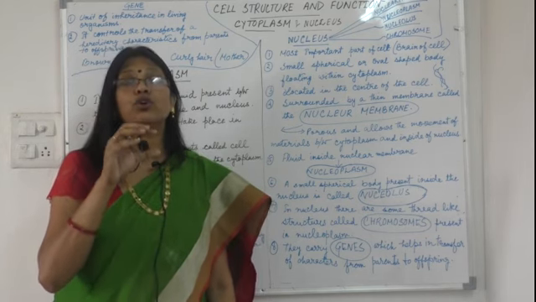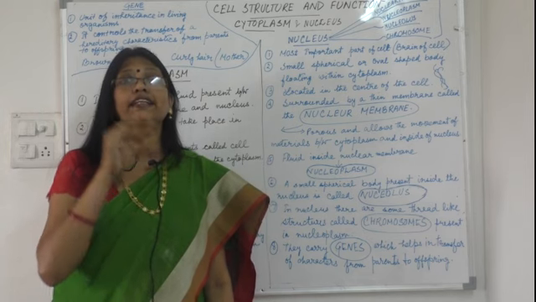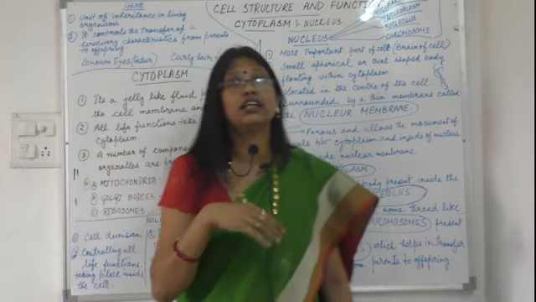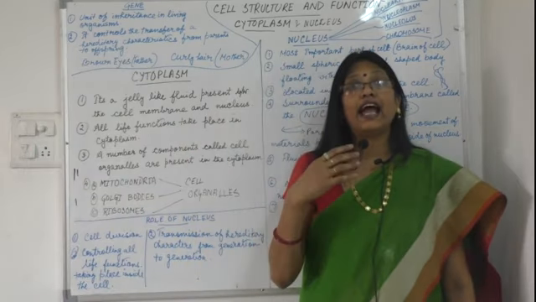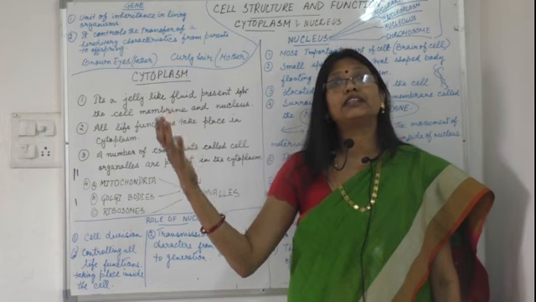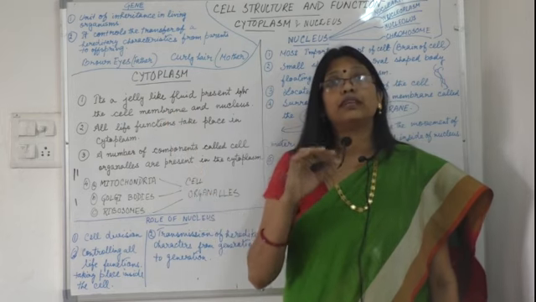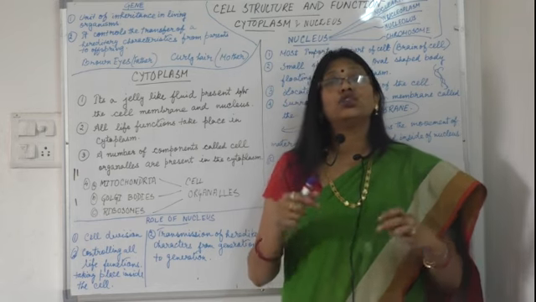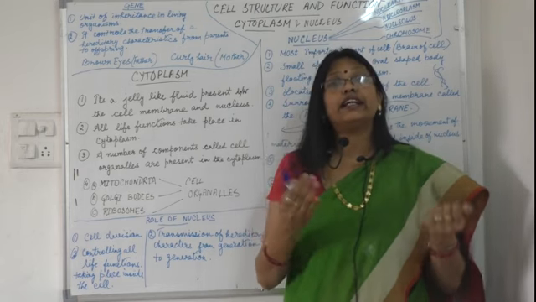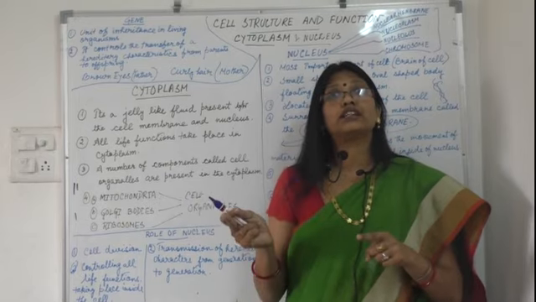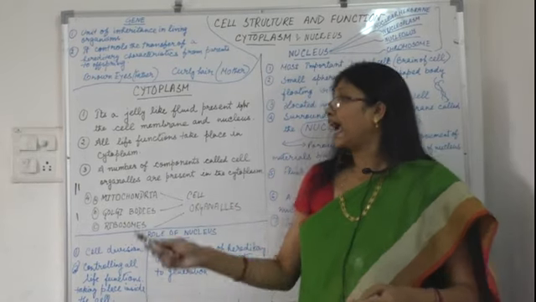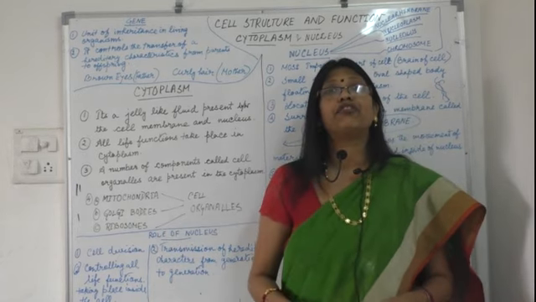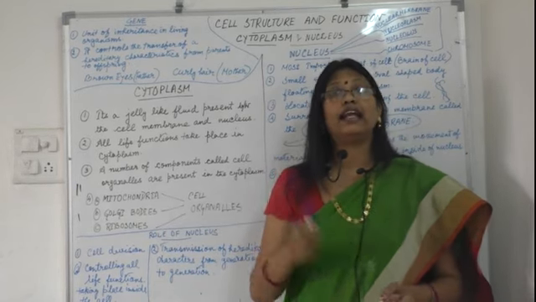Chromosomes carry genes which transfer the hereditary characteristics from your parents to you, that means from parents to offspring. Understand? So in the next session we will continue with prokaryotic cell, eukaryotic cell, these three organelles, and the difference between plant cell and animal cell.